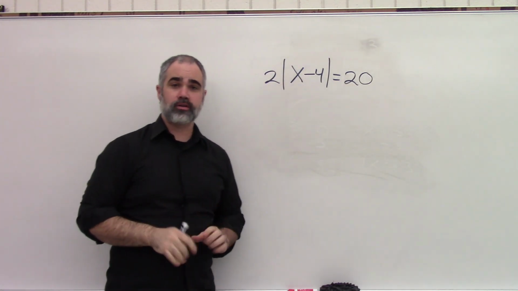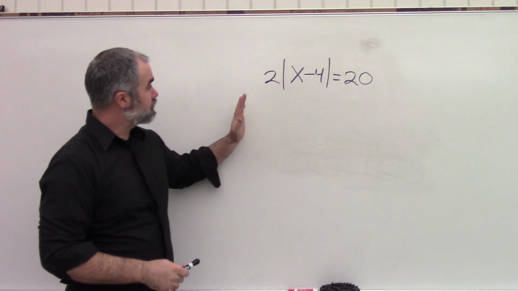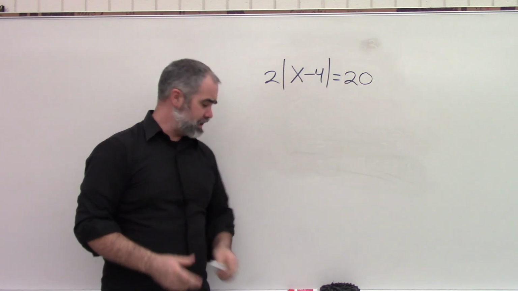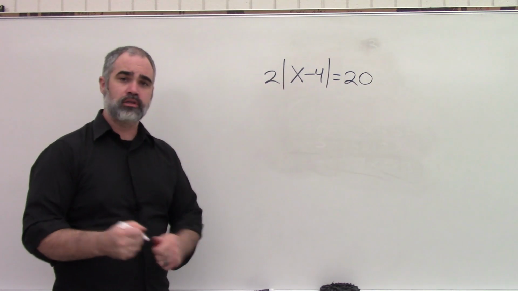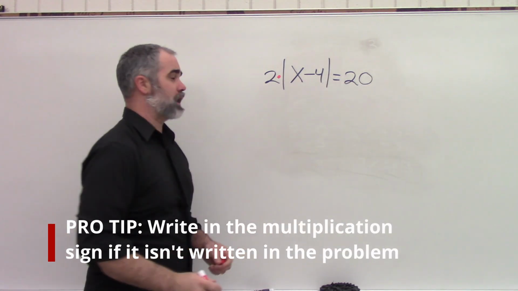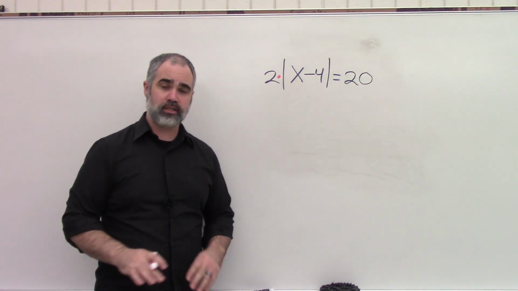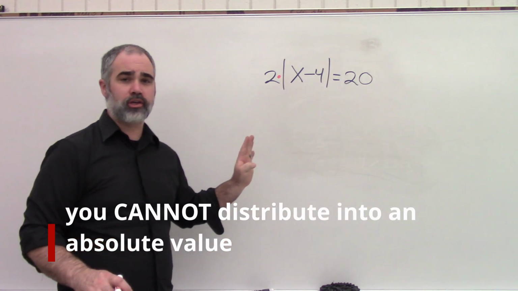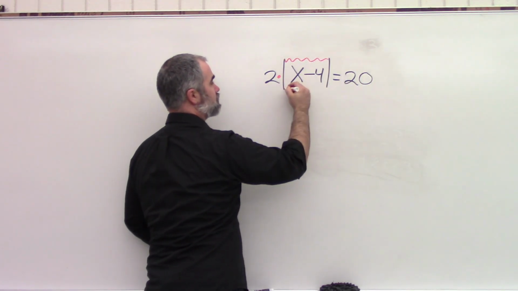All right, we're getting harder still. Let's look at this one. You can see here that there's a 2 on the outside. And I'm hoping that you remember, whenever you don't see a symbol, it means multiplication. So this means 2 times the absolute value. A couple of rules about absolute value. You cannot distribute into an absolute value. So don't ever distribute into an absolute value problem. You need to treat this like it's one big variable.